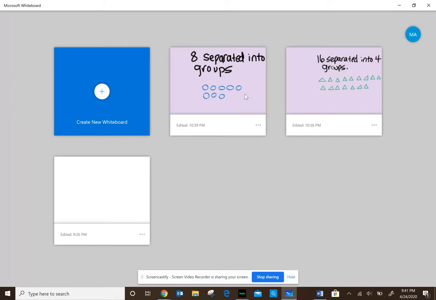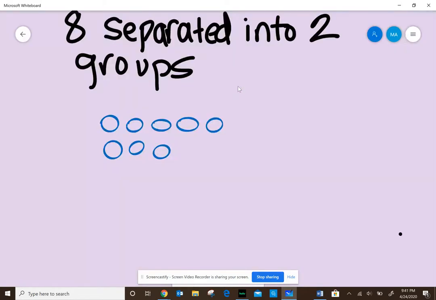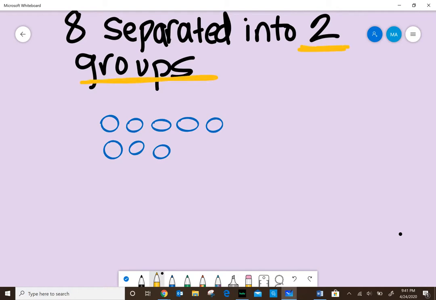Now, in your learning board, you're going to have to draw different numbers separated into certain groups. So, for example, you're going to have something like 8 separated into 2 groups. It's important that you focus first on the number of groups. How many groups are they asking you to separate your objects into? So, 2 groups. It's saying 8 separated into 2 groups. So draw your groups first. 1 and 2.